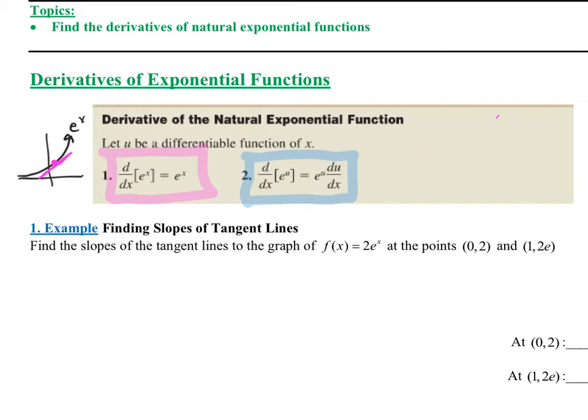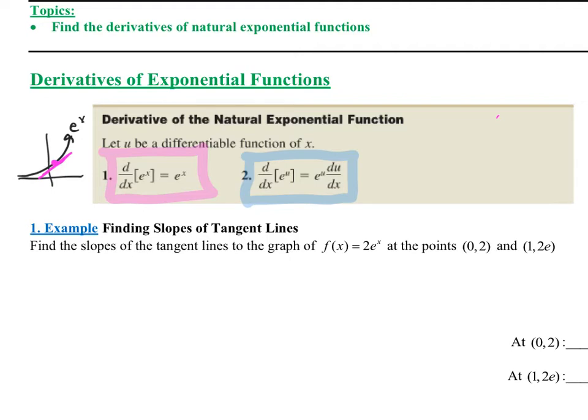So let's jump to the example. Example 1 says find the slope of the tangent line. Again, that means find the derivative at a given point. They're giving us two separate points here. Our function is f of x equals 2e to the x. They're giving us the point (0, 2) and the point (1, 2e). Nice of them to at least give us the y values as well.